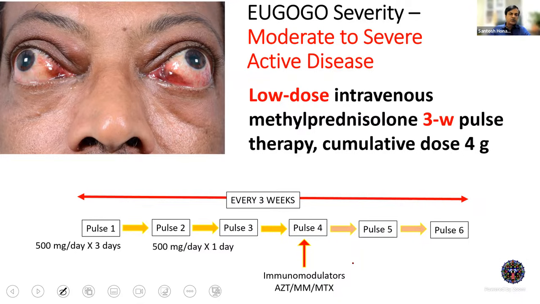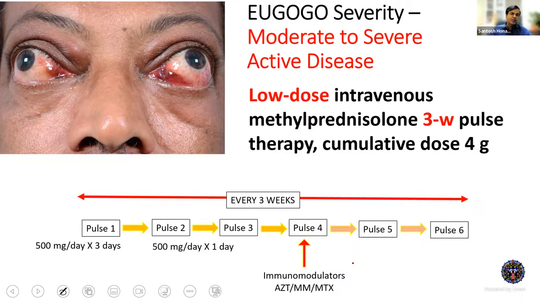Why do you have to add it so early? Why can't you wait for 6 pulses? We want a gentle handshake between the IVMP and immunomodulators, because the effect of the immunomodulator takes time to set in, till we complete the 6th pulse. Immunomodulators work very slowly but steadily. The moment you start them, they don't start working. It takes about 4 to 6 weeks, depending on the patient's profile and the dose of the drug that you've given, for the effect to kick in. Some patients even take 6 weeks or 8 weeks.